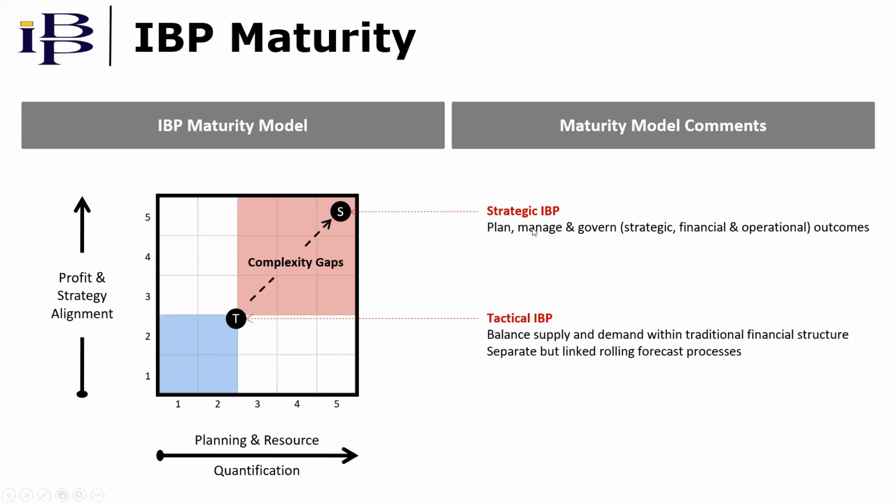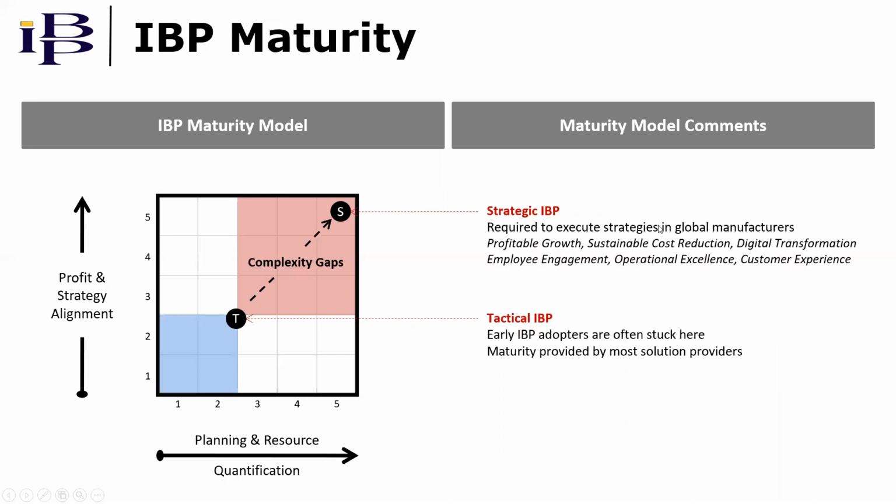Strategic IBP is what we talked about before, which is planning, managing, and governing outcomes. And if you look at what most companies are moving towards, or what they're trying to achieve, like profitable growth and sustainable cost reduction, these are the capabilities that they need. The difference between strategic and tactical are these complexity gaps that companies are struggling with.